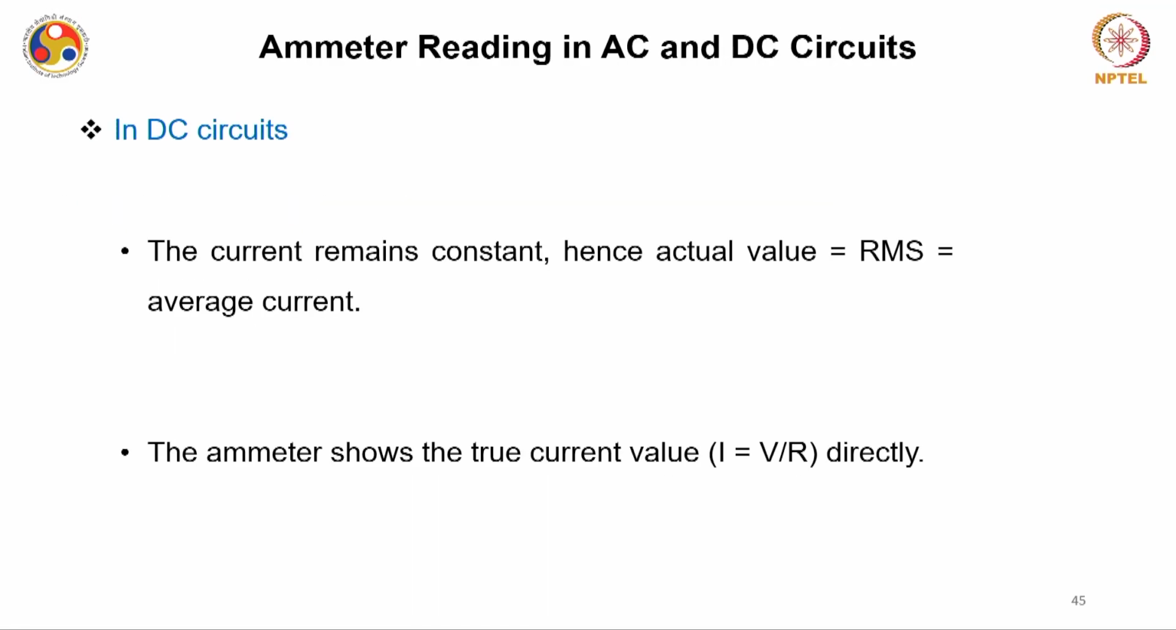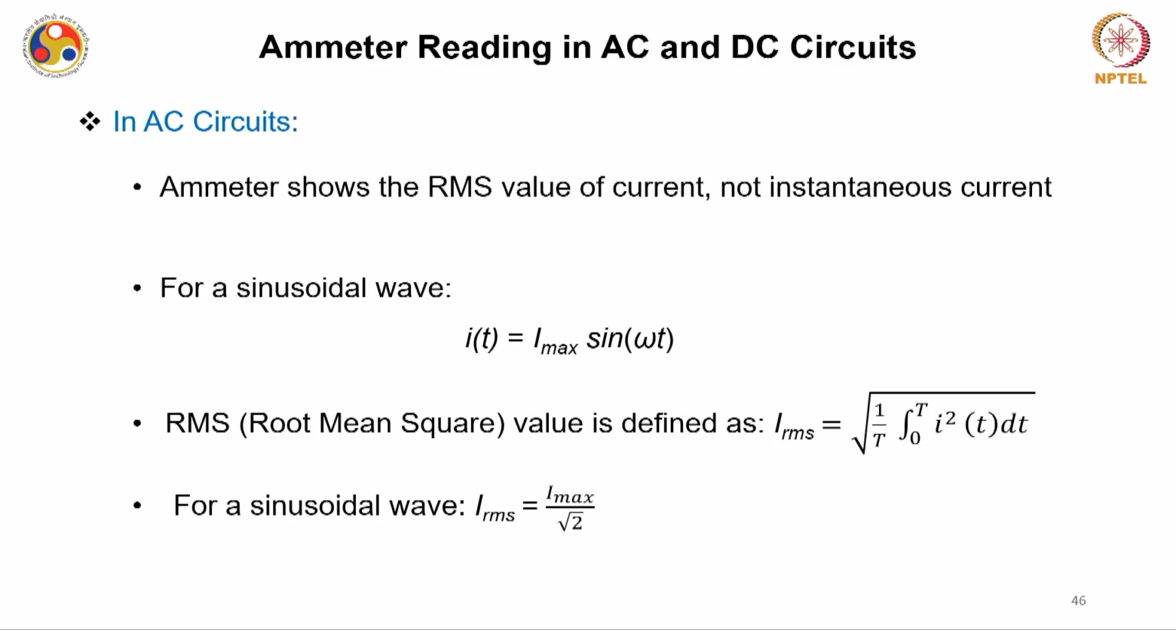In a DC circuit, you can use it, and you can also use it in an AC circuit, but the values that they show are a little different. The current remains constant in the DC setup, and the actual value is what you have for the average value or the RMS value. So you do not have different values for this. So the ammeter shows the true value which is based on Ohm's law.